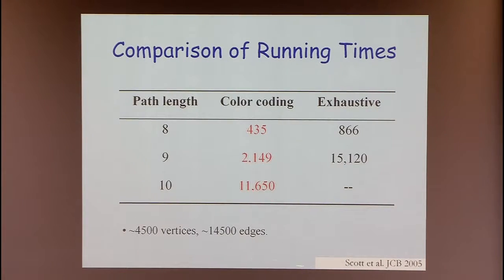So this was done a few years back, but you can still see here that even for paths of length 10, you can compute them. Back then it was maybe 11,000 seconds, maybe now it's 10 seconds. But the bottom line is that you couldn't do it exhaustively. Even though the networks are pretty sparse, you really needed this algorithmic trick in order to be able to process a longer path. Okay?